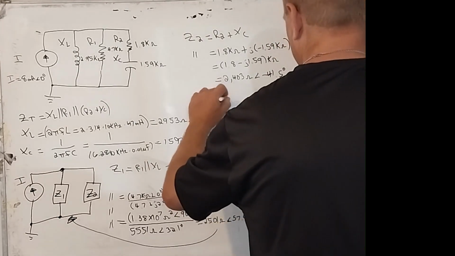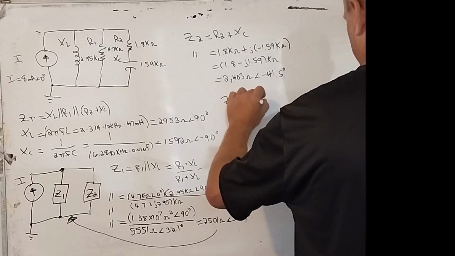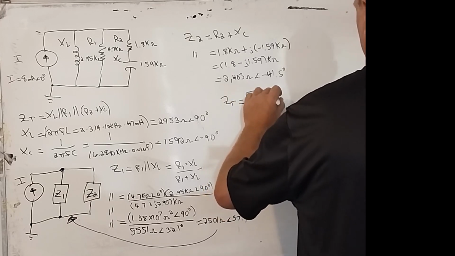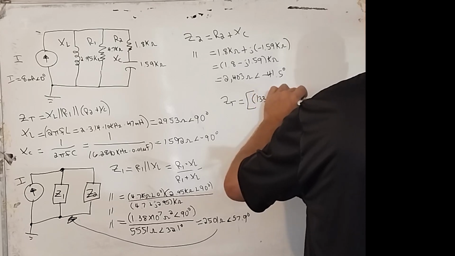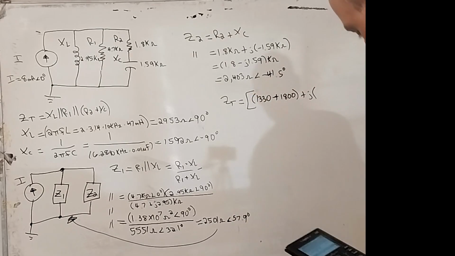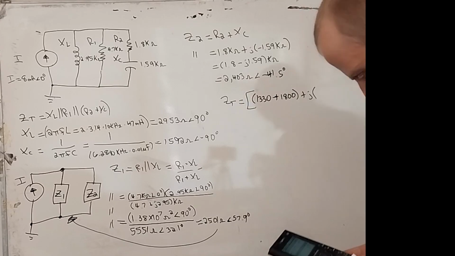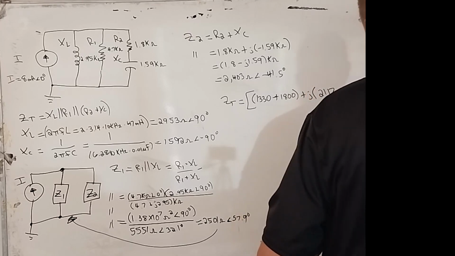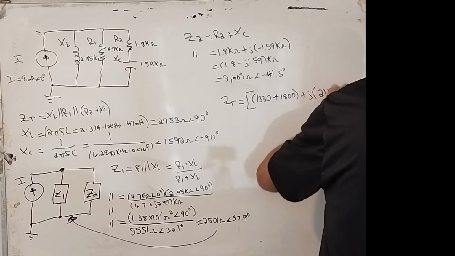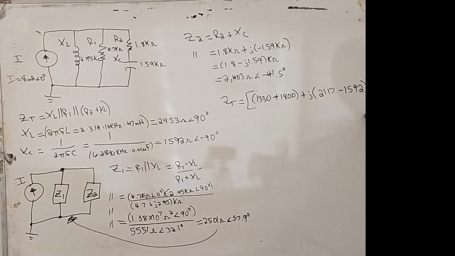So Z sub t is going to be equal to this x value, which is 1330, plus this 1800, plus j of the y value, A times the sine of B, 2117 minus 1591.92. And that's the Z sub t.